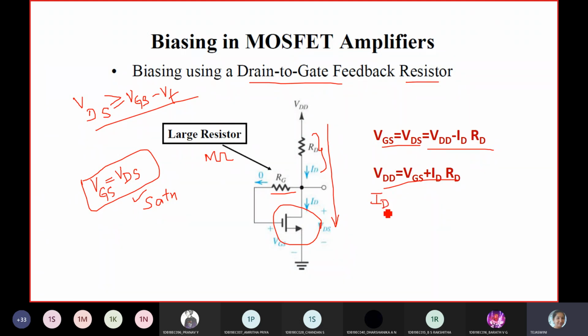Again, ID is equal to minus 1 by RD into VGS plus VDD by RD. So I have just written the equation for ID. Then if you equate it with a simple straight line expression, mx plus c, the slope will be minus 1 by RD.